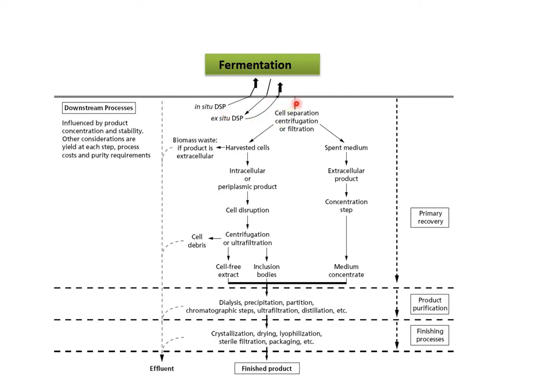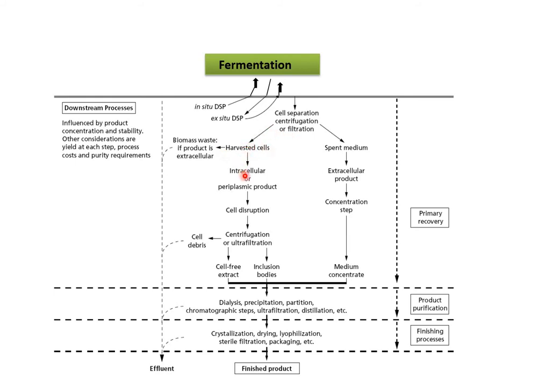So first step is cell separation. Cell separation may be done by centrifugation or filtration. Here we can see that in the bioreactor, the processed broth contains the harvested cells as well as the spent medium. Harvested cells are used if the product is intracellular; if the product is extracellular, that means we do not require the cell.